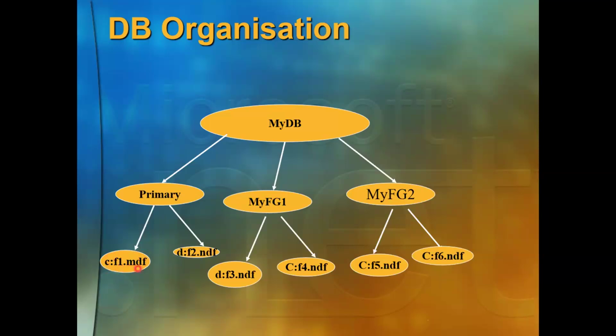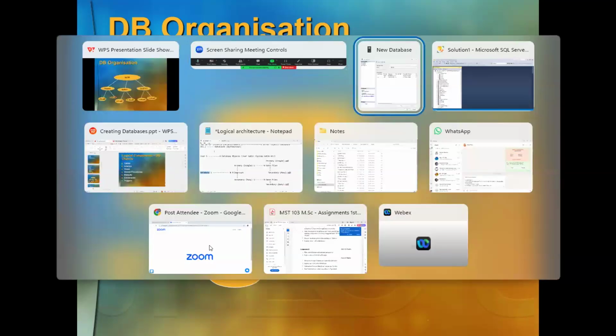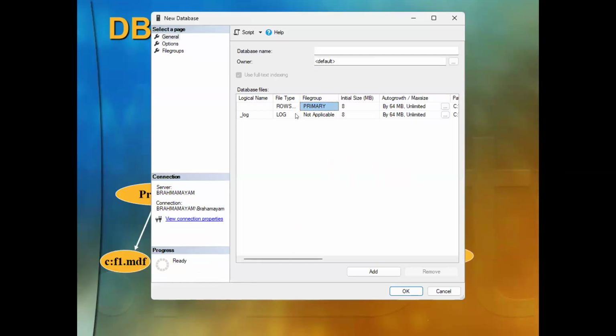And this primary file is present in the primary file group. So you have the primary file group, the primary file, and the database. Now, can we create more files? Because by default, it allows me to create only the primary file. So can we have more files?